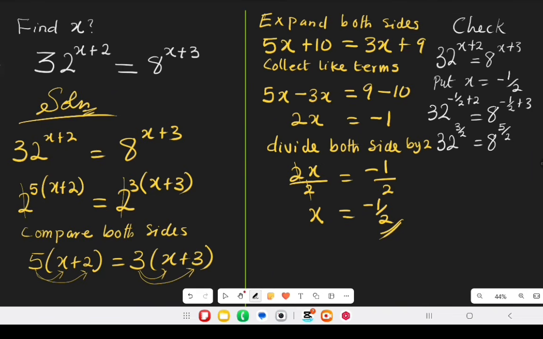Now, both sides we express in base 2, which is 2 raised to the power of 5, all raised to the power of 3 over 2, equal to 2 raised to the power of 3, all raised to the power of 5 over 2. In law of indices, we can multiply the powers. And when we do that, we have 2 raised to the power of 5 times 3 gives us 15 all over 2, equal to, when we multiply the power of the right hand side, we have 3 times 5 gives us 2 raised to the power of 15 all over 2. If we compare both sides, they are equal, meaning our answer is correct.